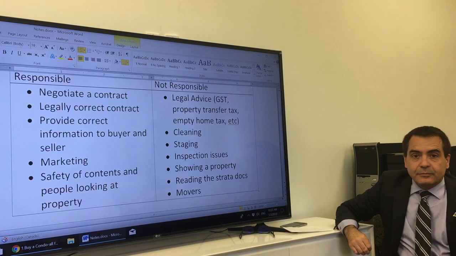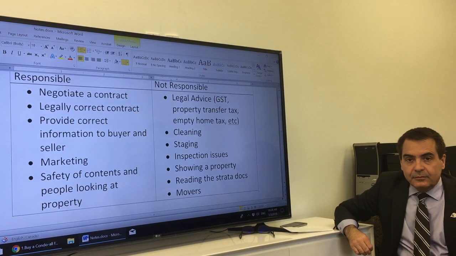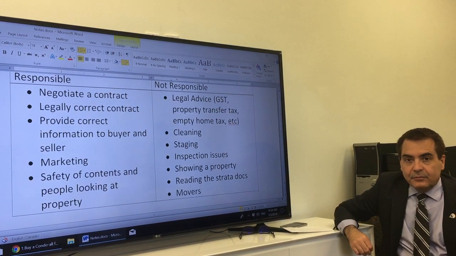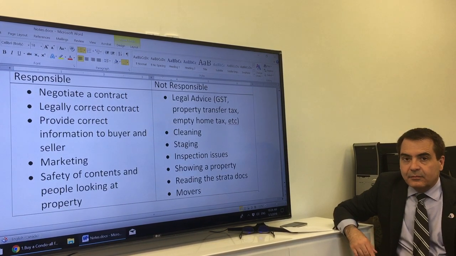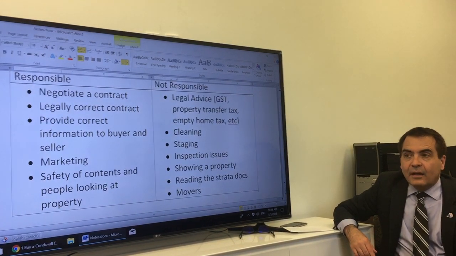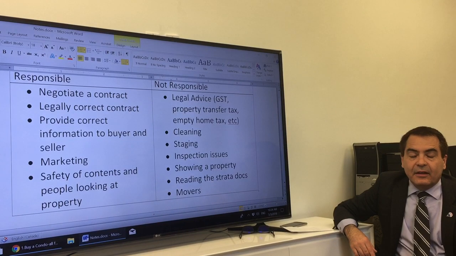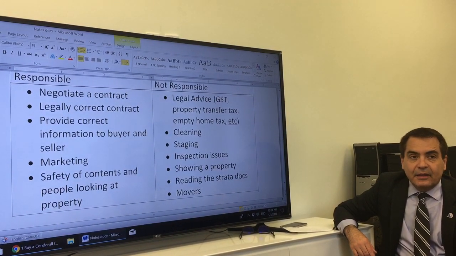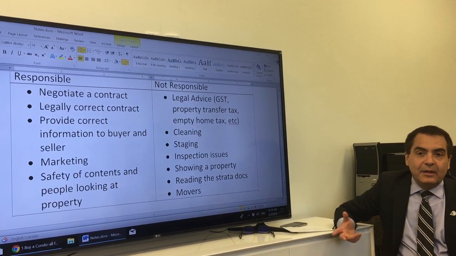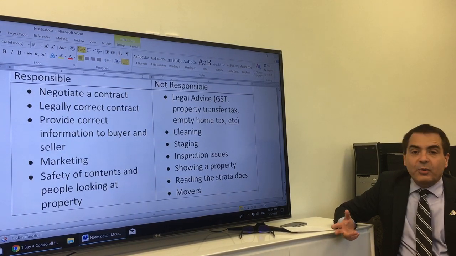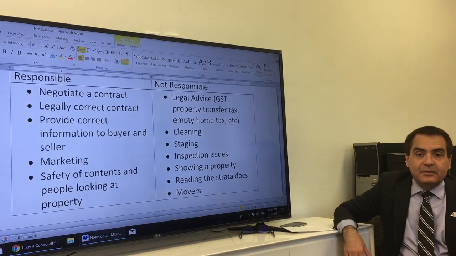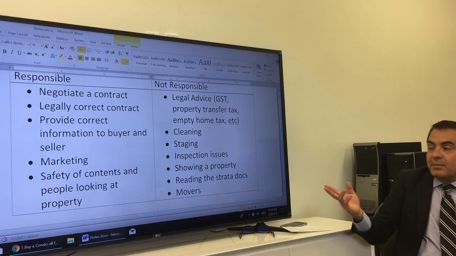Question: are we responsible to go to the city and find out about laneway housing, or if it's a character house or whatever? Well, it depends if it's going to impact the sale. It will, definitely. Like a heritage house can't be destroyed, right? So that's why one of the questions on the PDS is whether this is a heritage house.